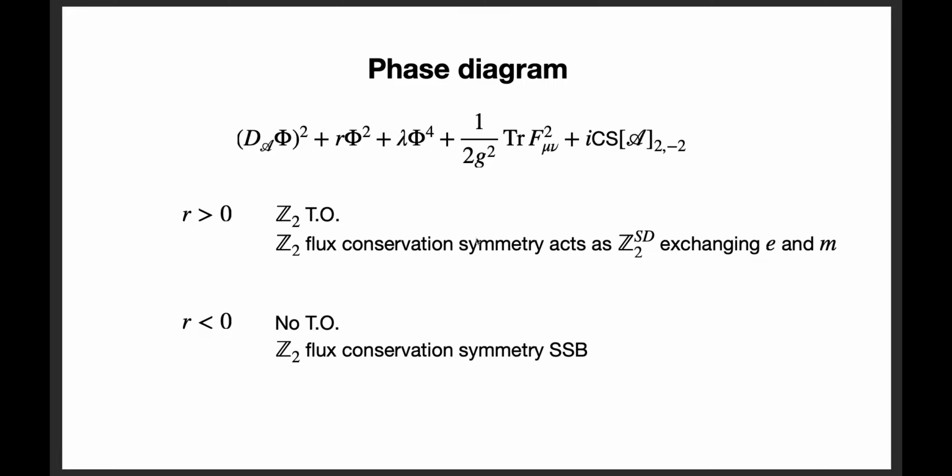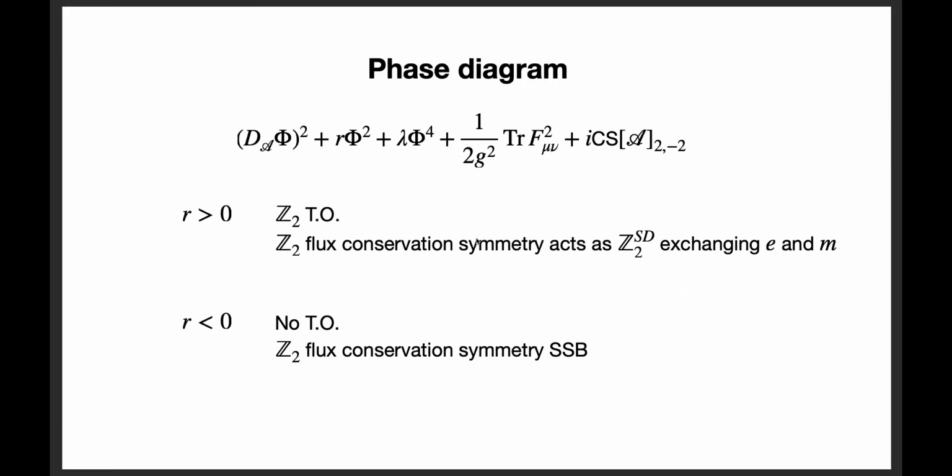Now let me tell you the phase diagram given by this theory. In particular, we will tune this mass term, the phi squared term, and I will show you that when r is greater than 0, the low energy theory will have a Z2 topological order, and in particular this Z2 flux conservation symmetry will act as a self-duality symmetry that exchanges the emergent e particle and m particle. And when r is smaller than 0, the phase will be trivial. There's no topological order. And I'll show you that this Z2 flux conservation symmetry will be spontaneously broken.